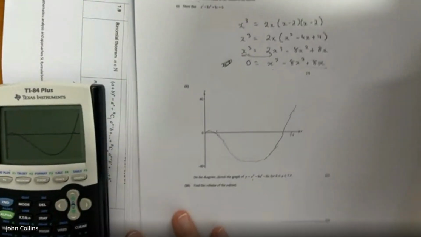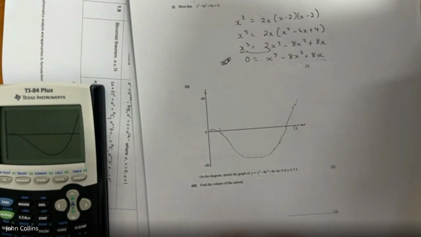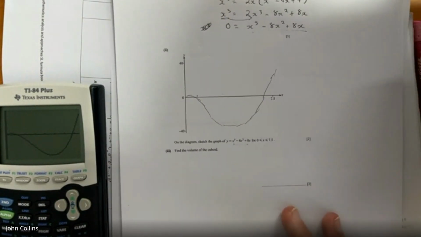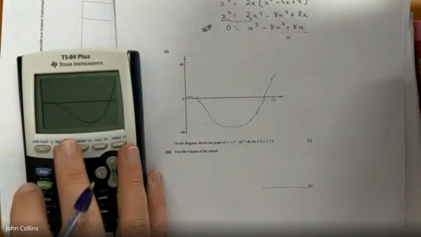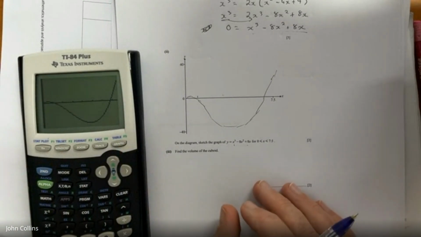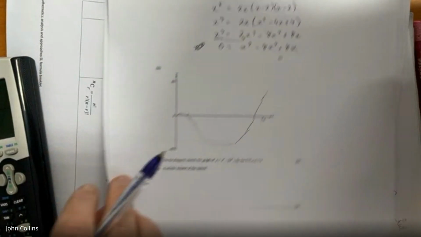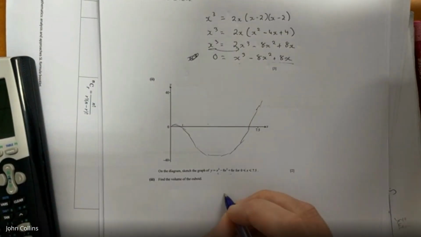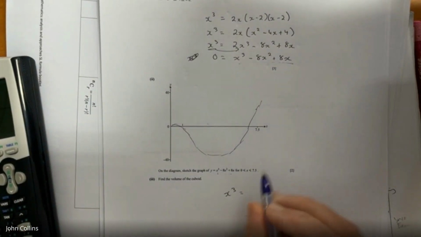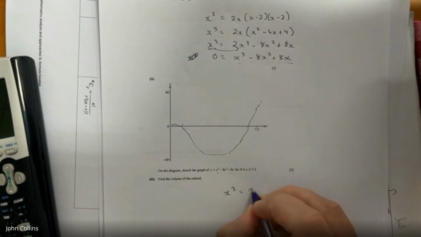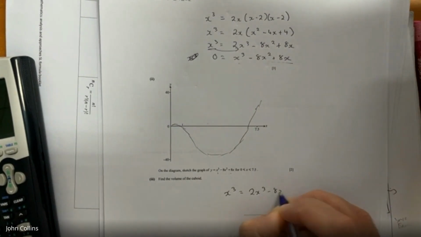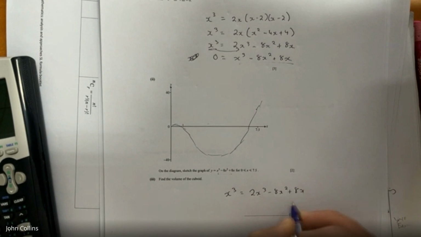Part 3 then, find the volume of the cuboid. Okay, so the volume of the cube is when these two equal each other. I think we did this with Anissa and Priyanka the other day. Where do they equal each other? Where x cubed equals this side, 2x cubed minus 8x squared plus 8x. Where that equals that, they are equal.